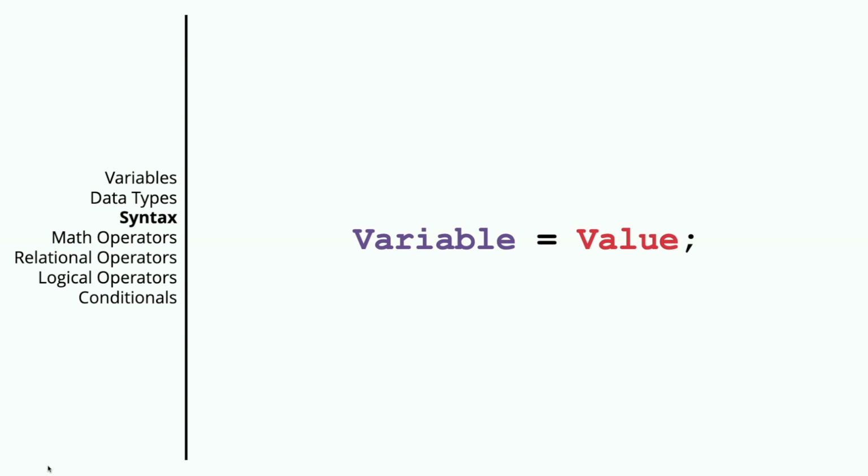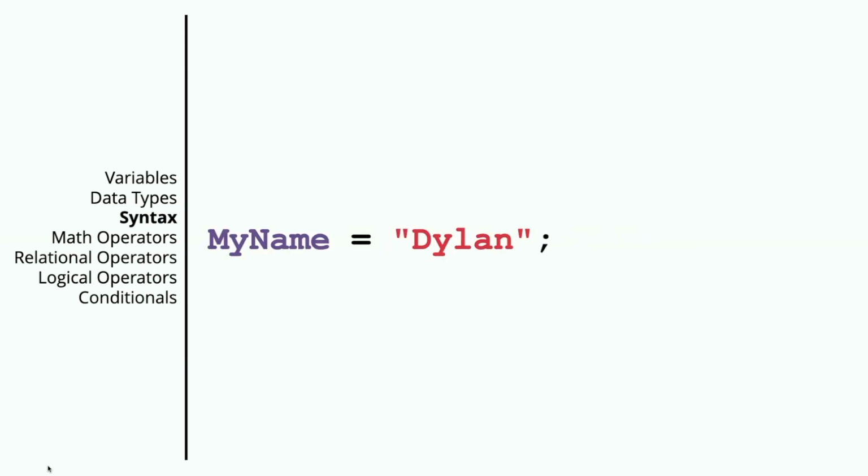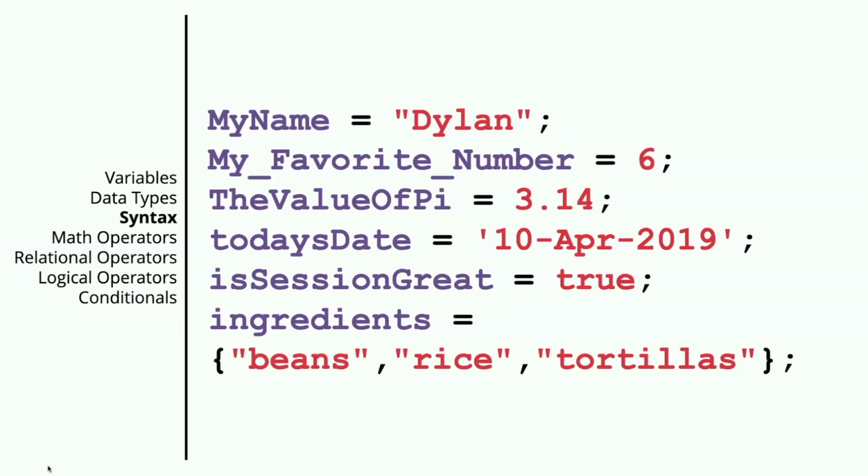Okay, so the basic structure of declaring a variable in Deluge just looks like this. Your variable is on the left, that's the name of the variable, equals some value that you put into that variable, then a semicolon. So if I wanted to represent my name by writing a simple Deluge statement, I can just write my name equals Dylan in quotes, and then a semicolon. And then it depends on what kind of data type we're going for. So my favorite number, just write the number. That's all you have to do.